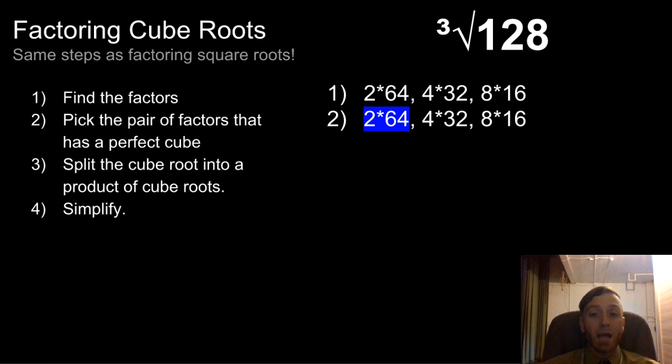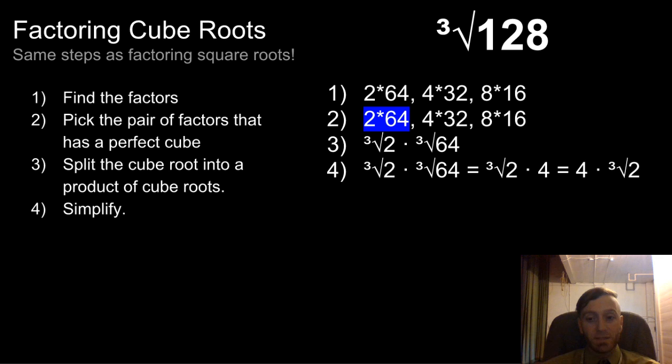Cube root of 2 times the cube root of 64. And then we can simplify. Cube root of 64 is going to be 2. No, cube root of 64 is going to be 4, sorry. So we get 4 times the cube root of 2.